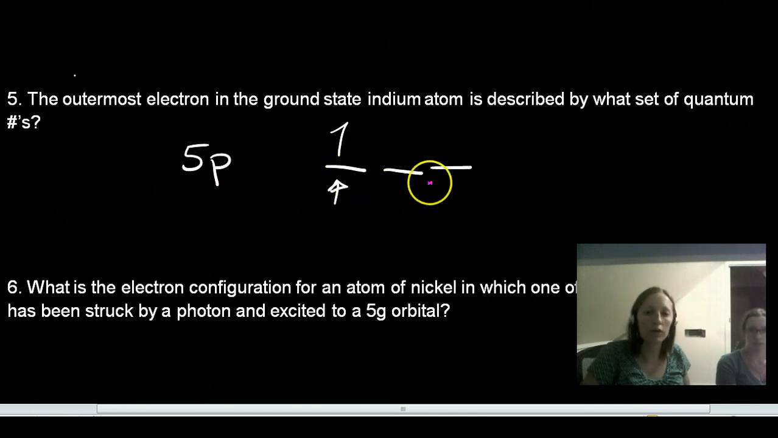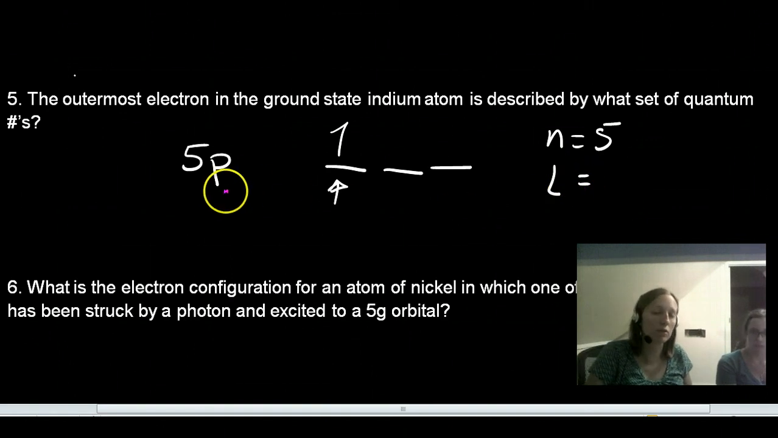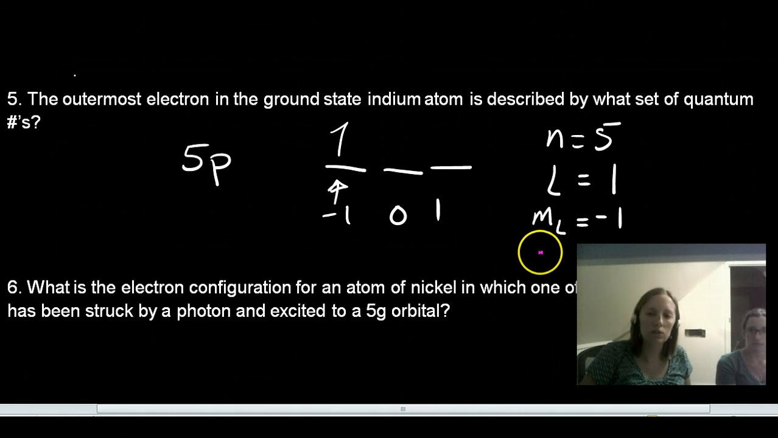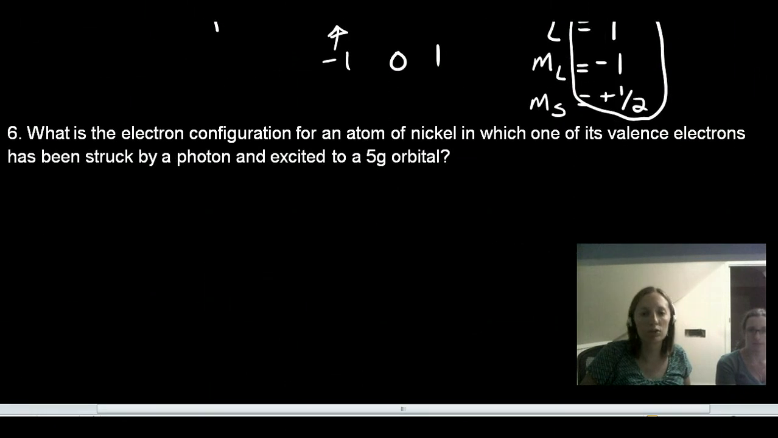So you've got n equals 5. That's your principal quantum number. You've got l is defined by p, which when you remember the numbers for them, it goes spdf 0, 1, 2, 3, so l is 1. m sub l, this is the one that has 0 in the middle, so this is 0, -1, and 1, so that's -1. And then the last question is, what is your spin? Is it the up one or the down one? This is the up one, so that's +1/2. So that is your 4 quantum numbers. Bing!